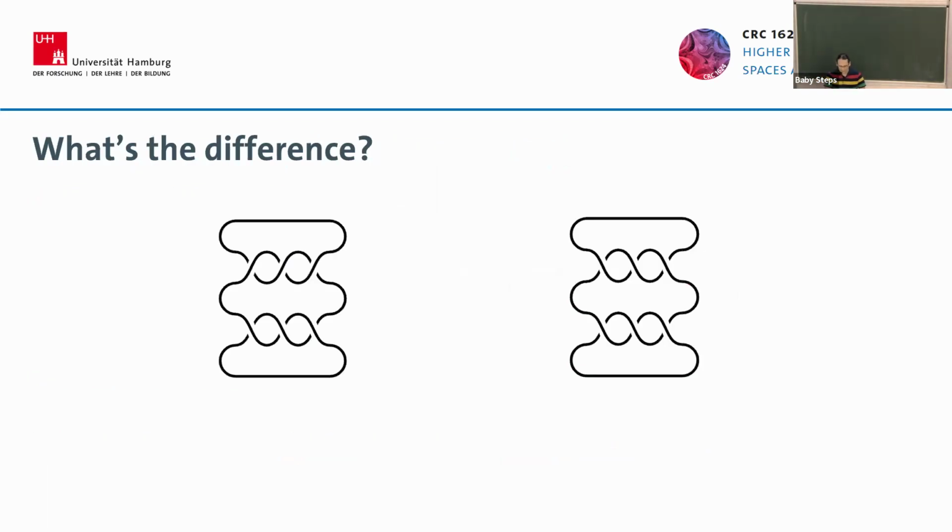So here's a little exercise for you. I've written two sums of knots here, and can you spot the difference?